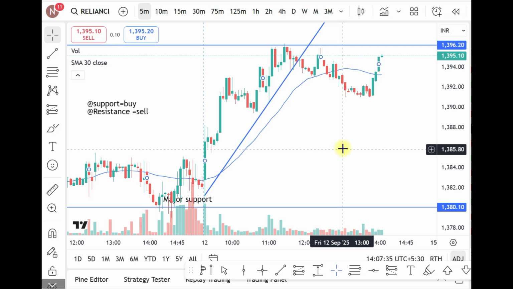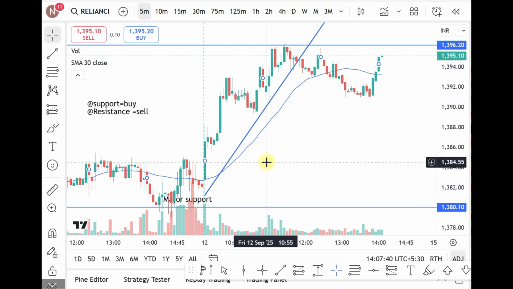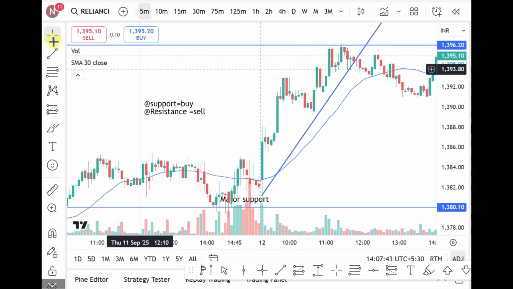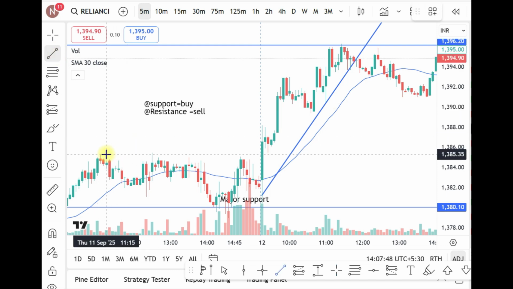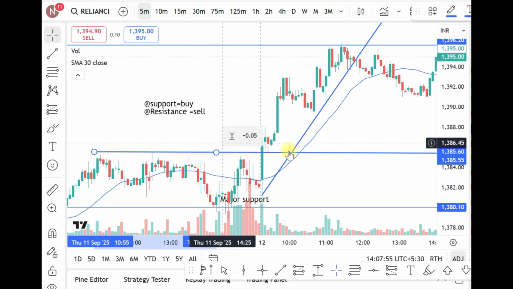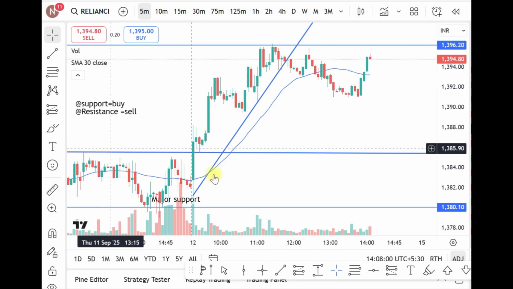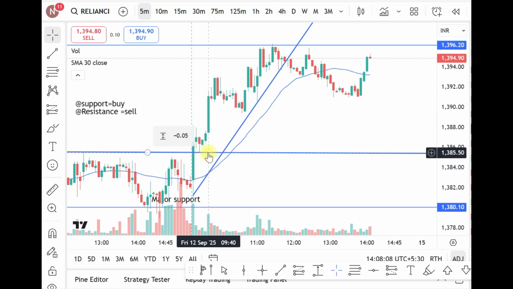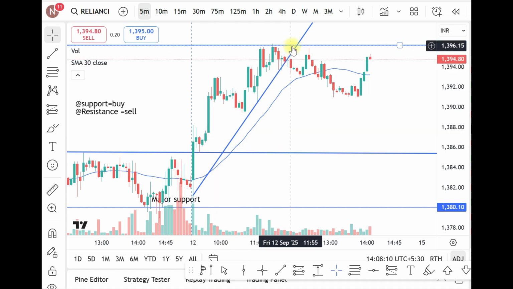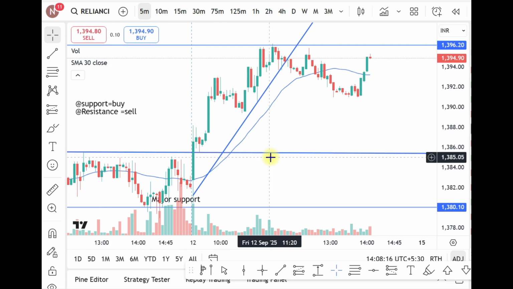Next, let's understand the role reversal of the resistance and support levels. See, in this chart, this is a resistance level. This was a previous resistance. This resistance turned into a support. Previously it was resistance and it turned into the support. See how price at this level took a support and it has moved. This is called role reversal. The resistance turns to support.